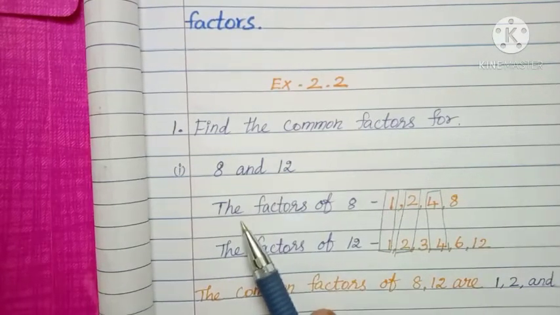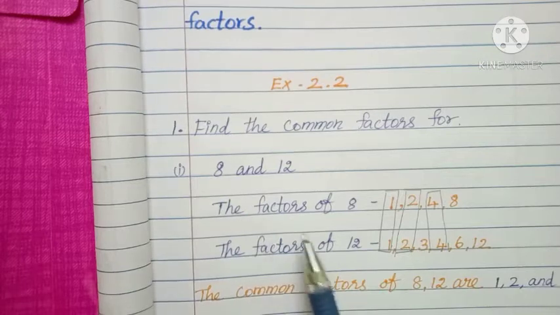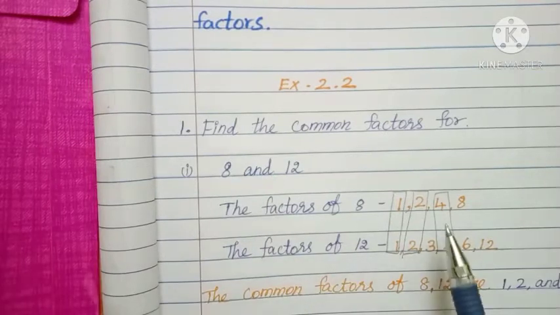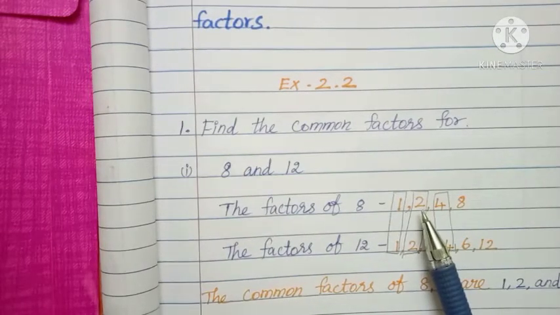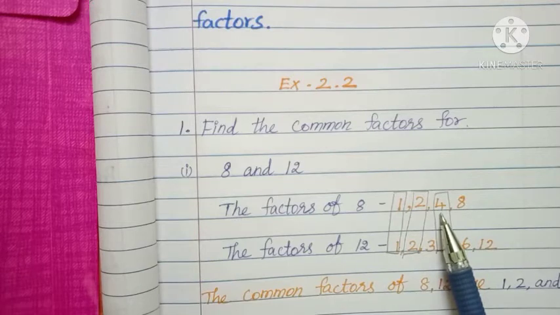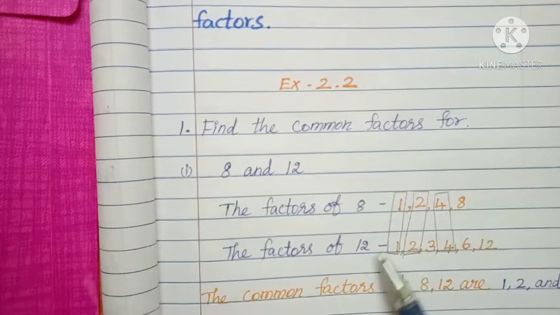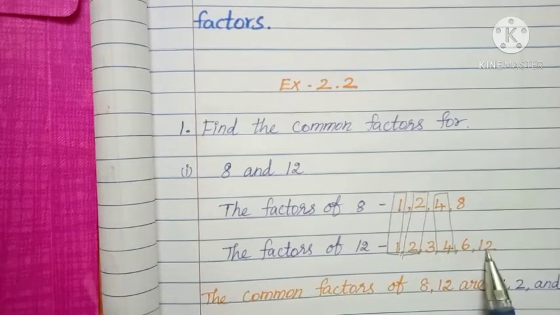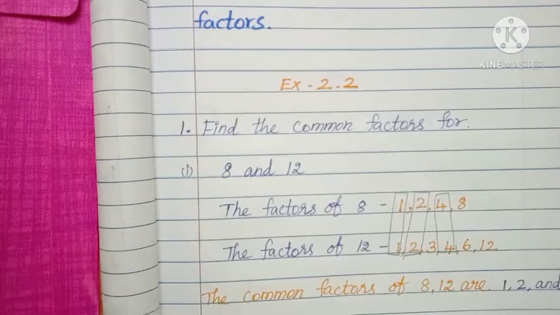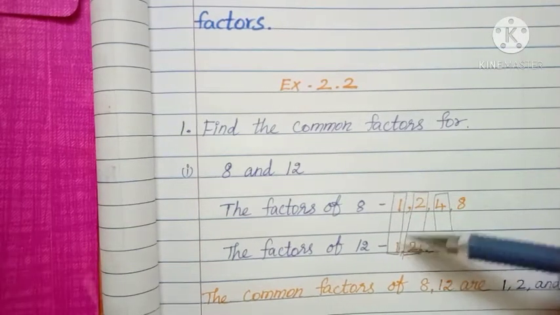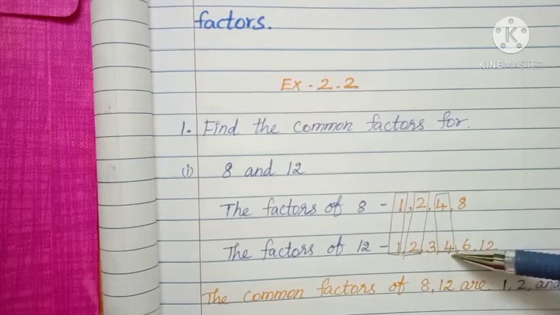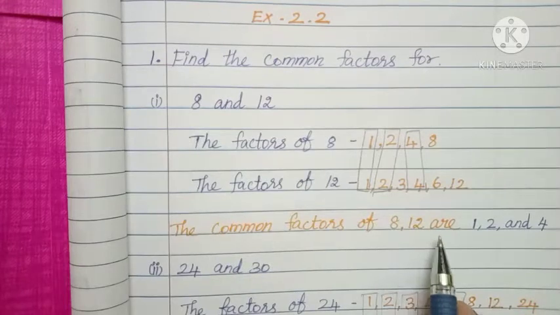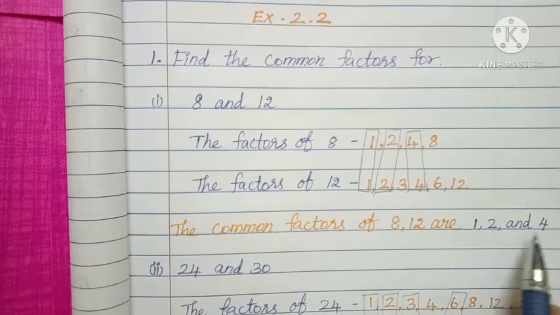First you find the factors of 8. 8 comes as 1 eight is 8, 2 fours are 8, 4 twos are 8, 8 ones are 8. Then 12, you already know: 1, 2, 3, 4, 6 and 12. So find out which ones are common: 1, 2 and 4. So this is the answer. The common factors of 8 and 12 are 1, 2 and 4.